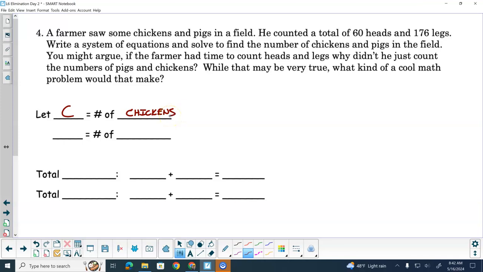I'm going to give you a 2 for 1. You can pick the next letter too. P. Pigs. Yep, exactly. That's it. You and I were thinking exactly alike. C for chickens, P for pigs. Love it. Okay? All right. Austin, out of the second sentence, can you come up with an equation for me?